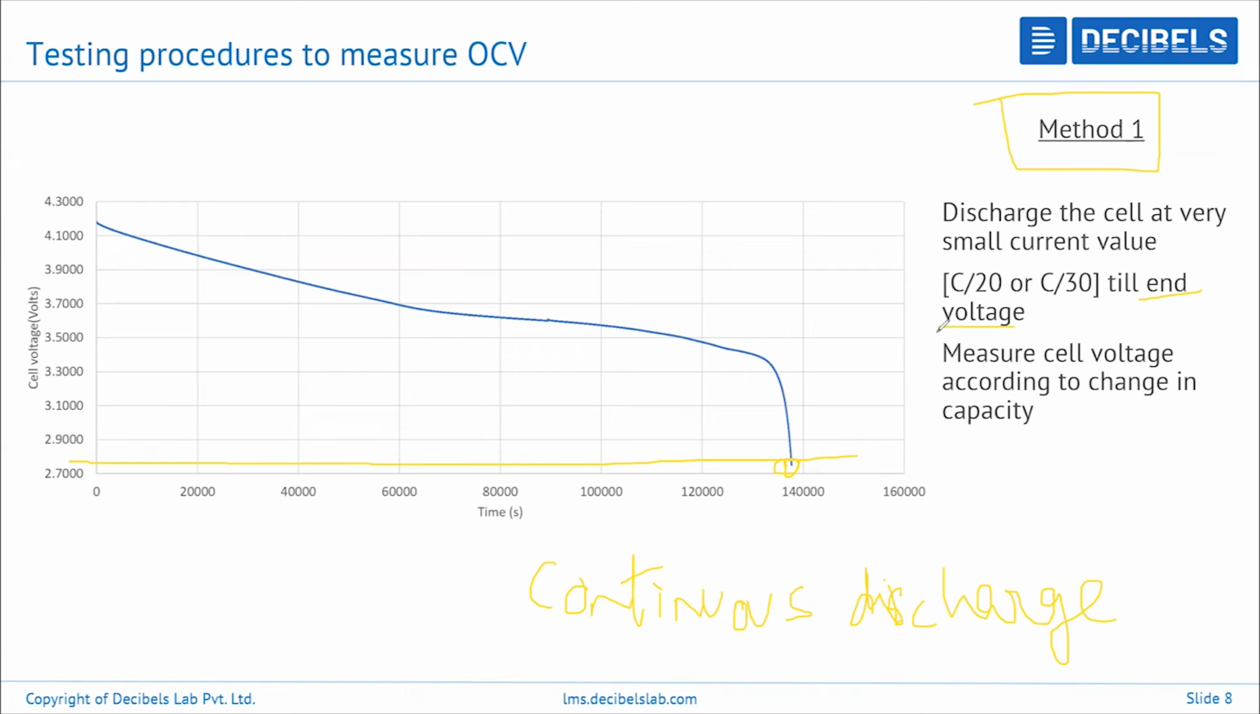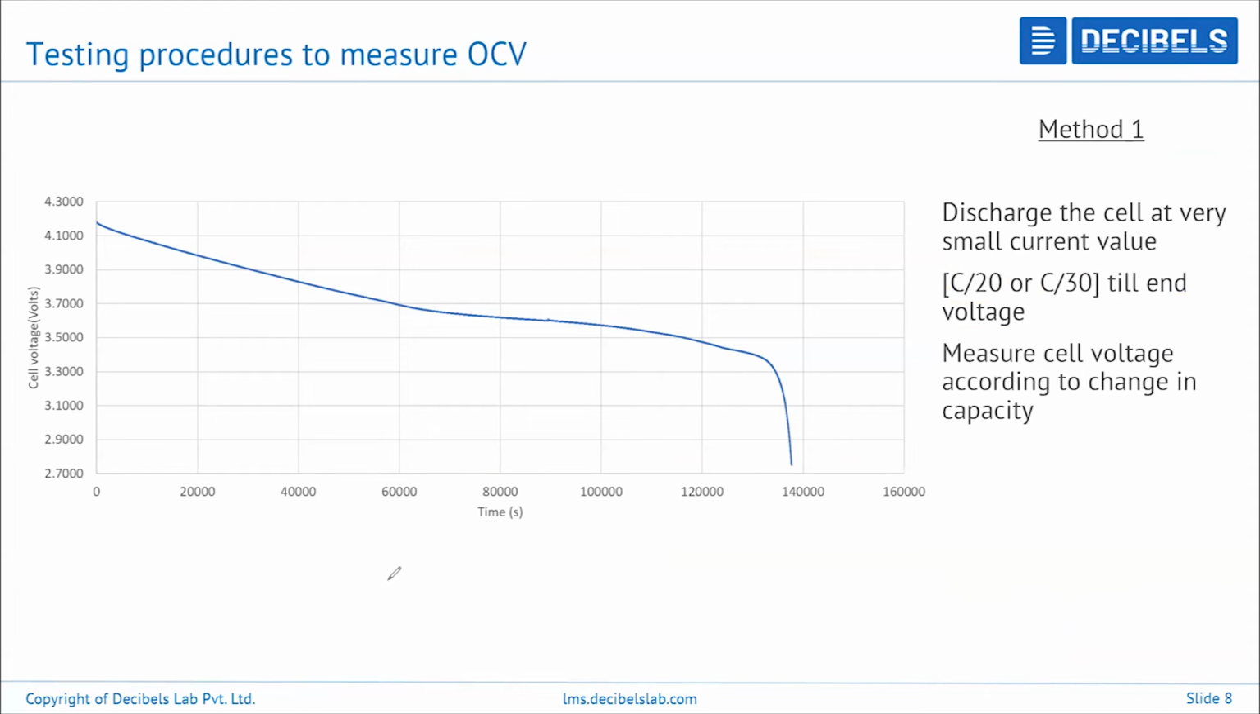This happens at a very small current. You can see the marking here, C by 20 or C by 30. Those are very small values of current. Let's take an example of a 3 ampere hour cell. If I say C by 30, I mean 3 ampere hours divided by 30, which gives roughly 0.1 amps. If I discharge a 3 ampere hour cell at C by 30, or 0.1 amperes, then I will get a voltage curve that looks like this. And this voltage curve can be considered very close to true OCV.